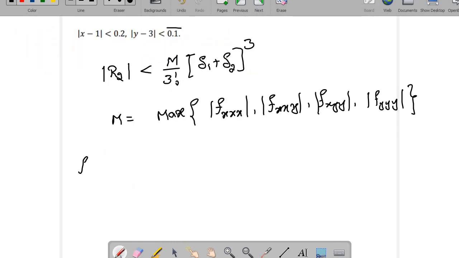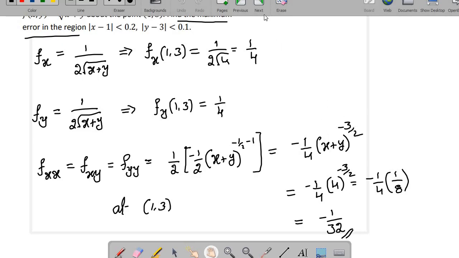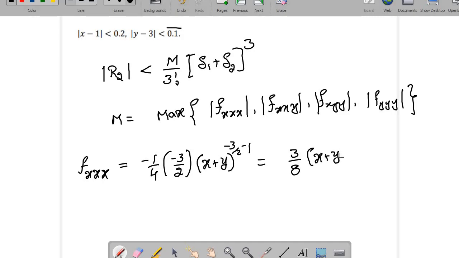So the third order partial derivatives here would be equal to, first of all, let me see, the second order partial derivative, minus 1 by 4 times this. Therefore, it is minus 1 by 4 times minus 3 by 2 times (x plus y) to the power of minus 3 by 2 minus 1, and that's exactly 3 over 8 times (x plus y) to the power of minus 5 by 2. You can rewrite it as 3 over 8 times (x plus y) whole power 5 by 2 in the denominator. So this is the third order partial derivative.